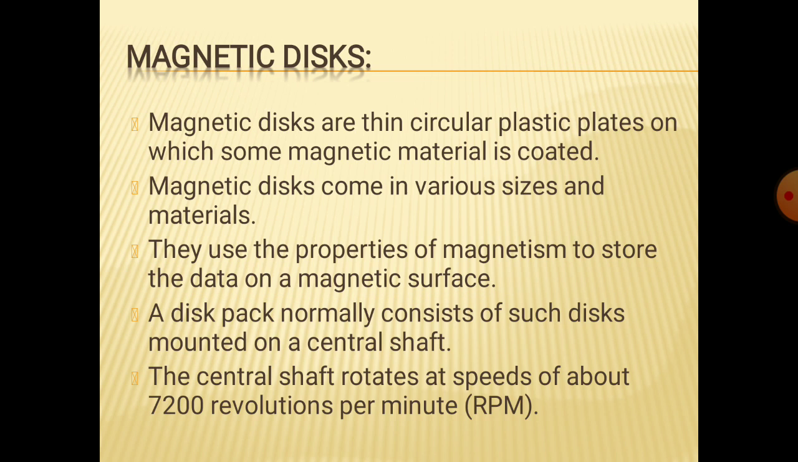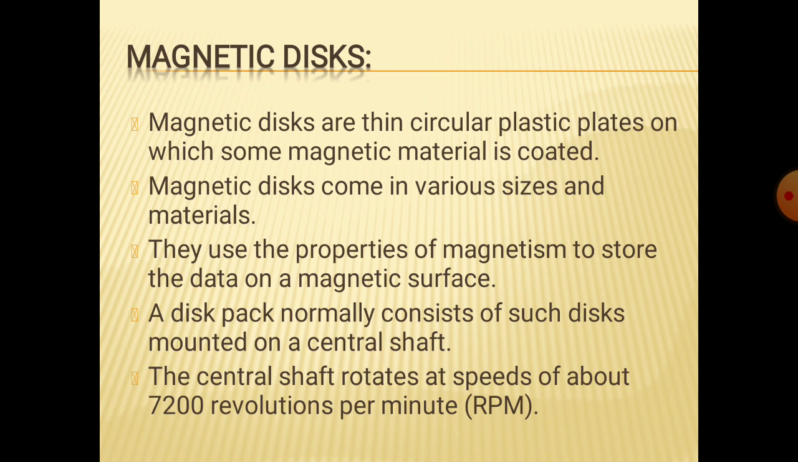A disk pack normally consists of such disks mounted on a central shaft. What happens here is, we are not using a single disk. We are using many magnetic disks, so there is a package of disks. Such disks are mounted on a central shaft and controlled by devices which help to rotate the disk at the time of read and write operation.